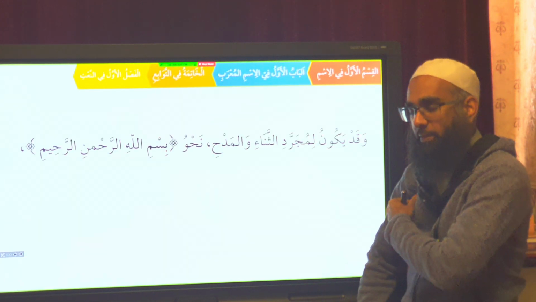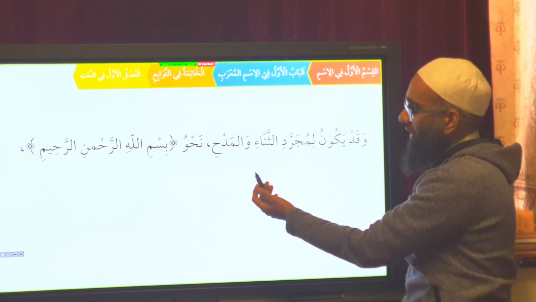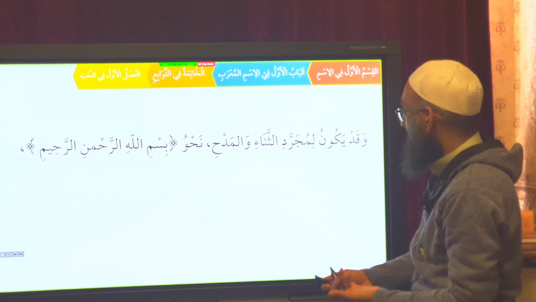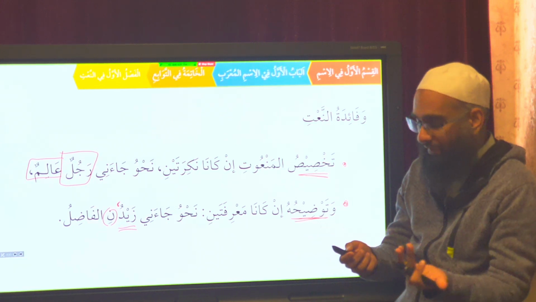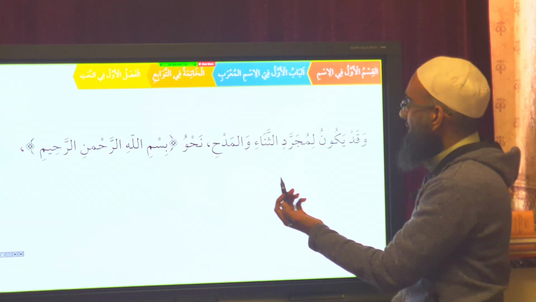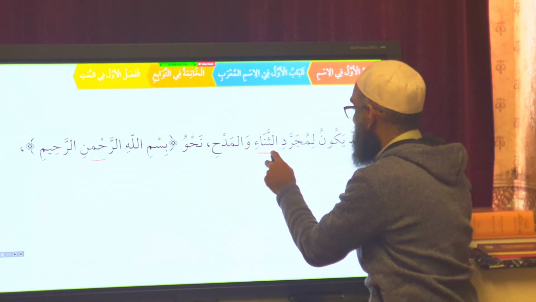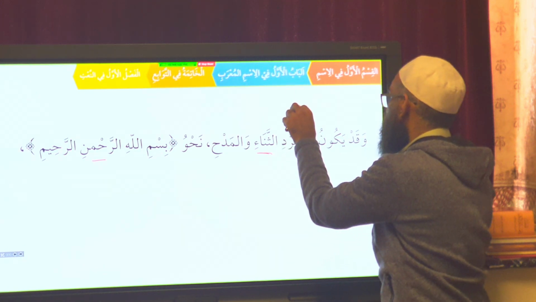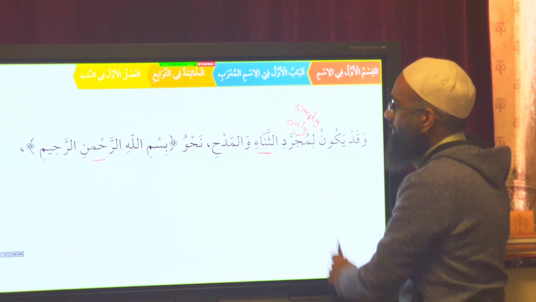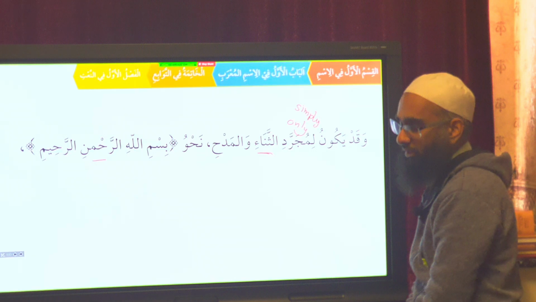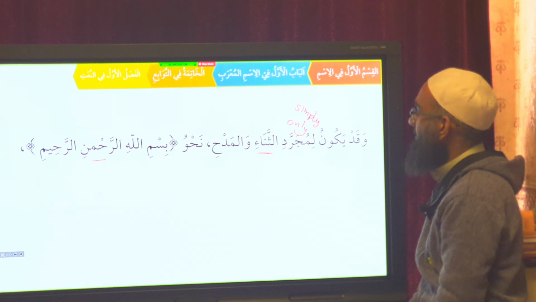Now another point he's making is that sometimes, for example with Allah, when you have the na'at of Allah, you can't do takhsis. You can't do tawdih, because it's already clear. So sometimes, and this is more to do with balagha, the only purpose of the na'at is madh, purely and simply praising. For example, Bismillahir Rahmanir Rahim. You're not doing takhsis, you're not doing tawdih. You're simply praising Allah subhanahu wa ta'ala.